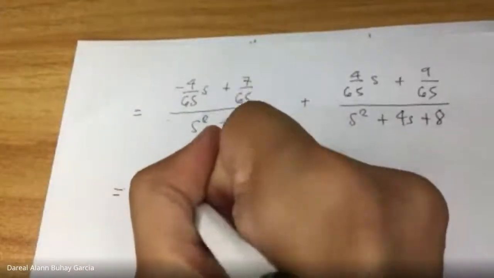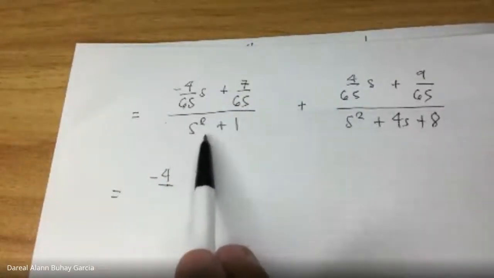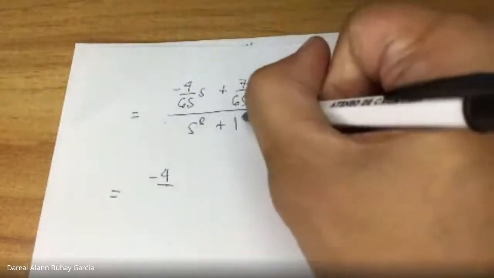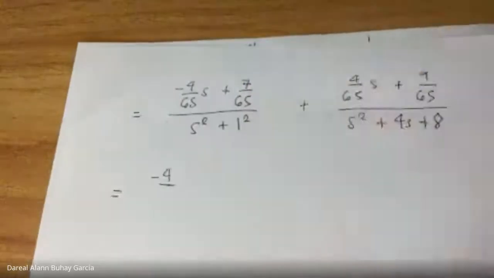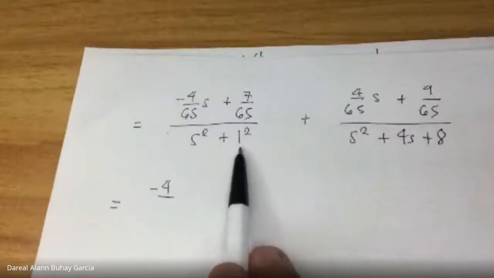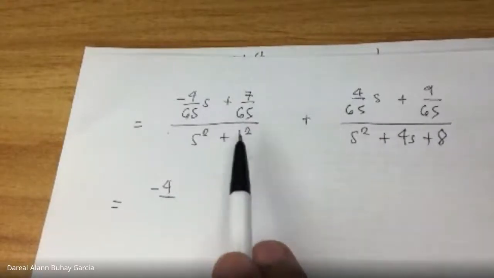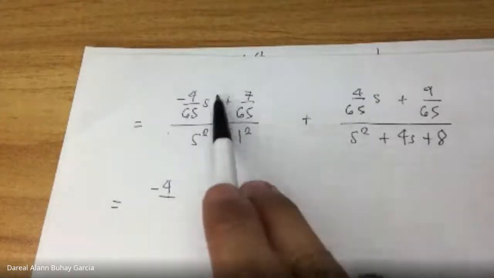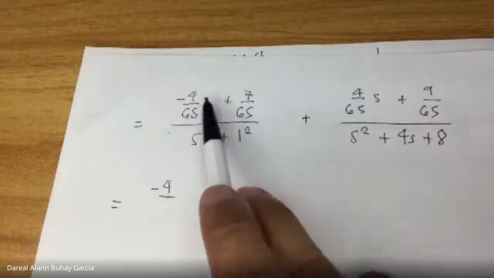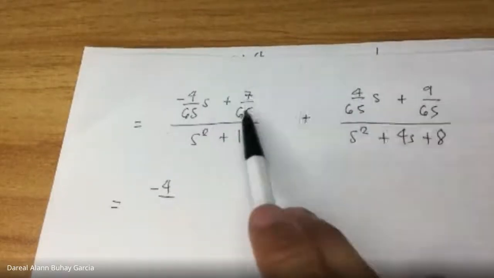Negative 4 over... the denominator is S squared plus 1, and 1 can be noted as 1 squared, right? So we anticipate that the inverse Laplace has A equal to 1. The coefficient of S should be 1, so it's a constant. The same with this one.